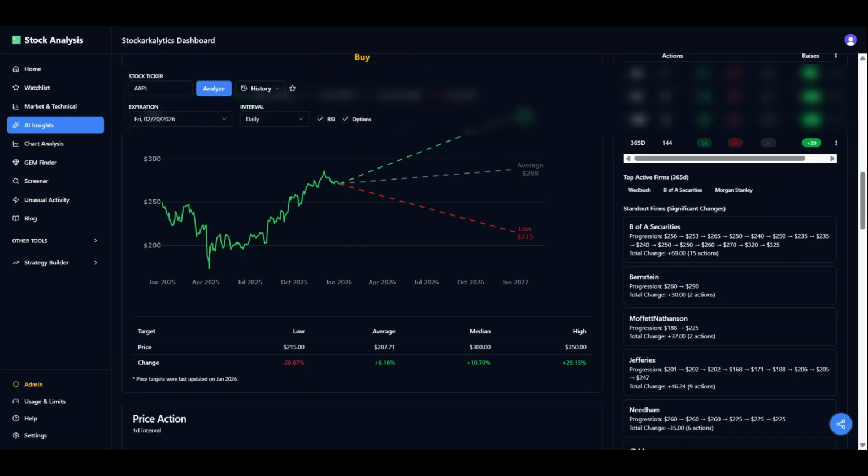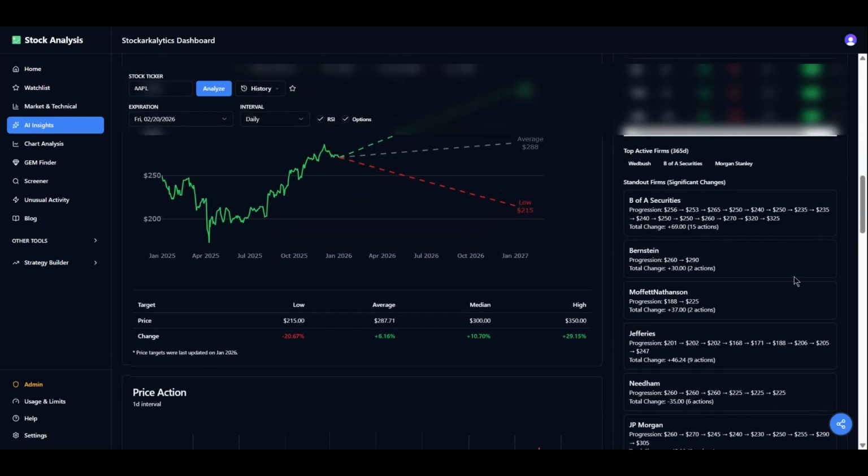Below that, you'll get firm-by-firm cards. Each card shows a bank or research firm, their price target progression over time, and the total change. This is where you can spot who's consistently moving targets up, who's cutting, and who's basically flat.